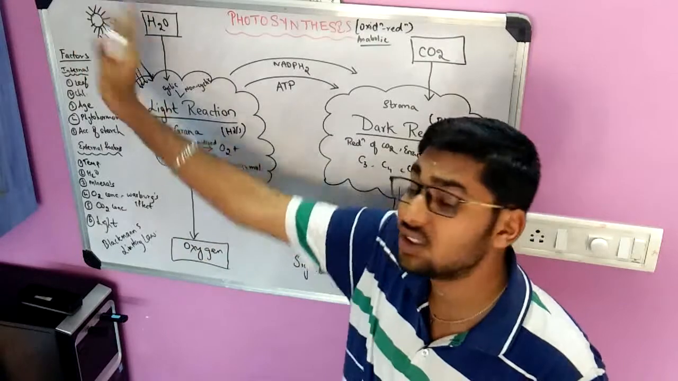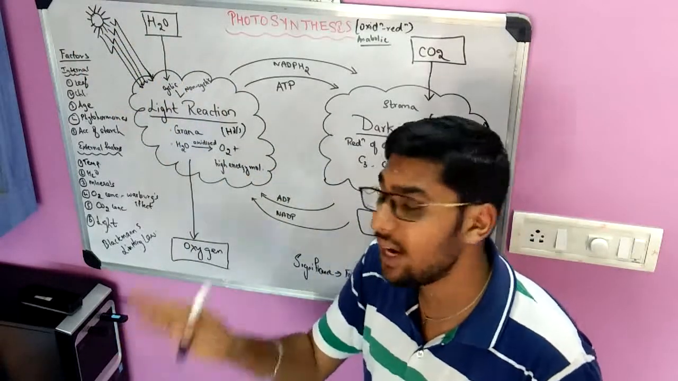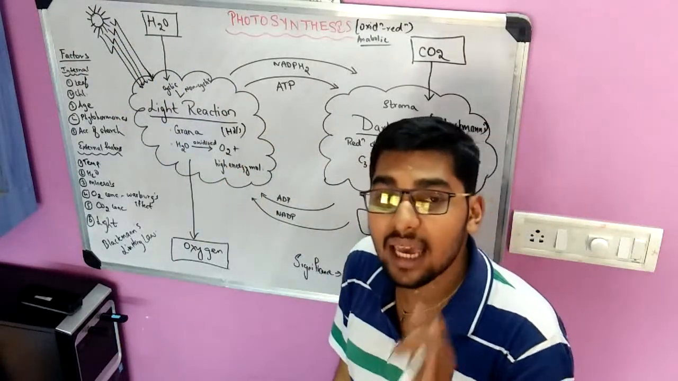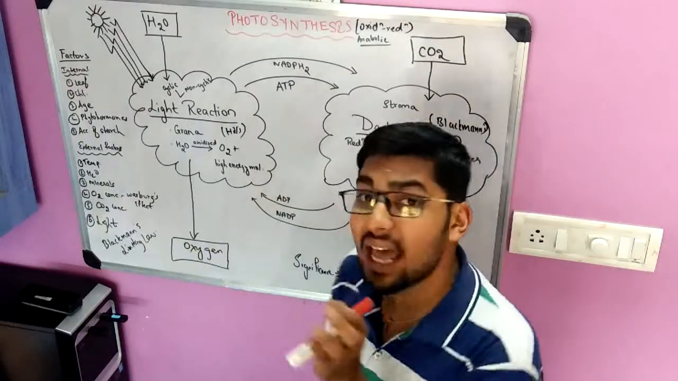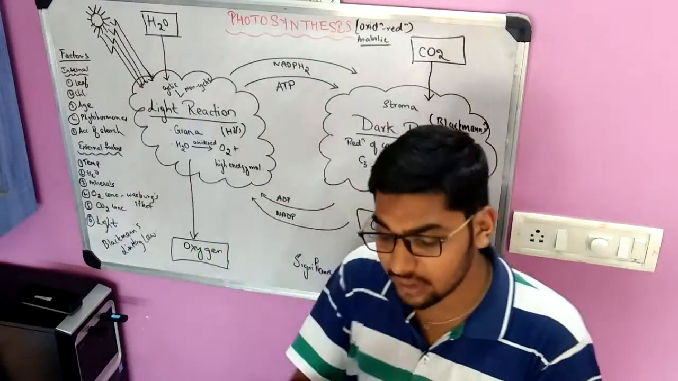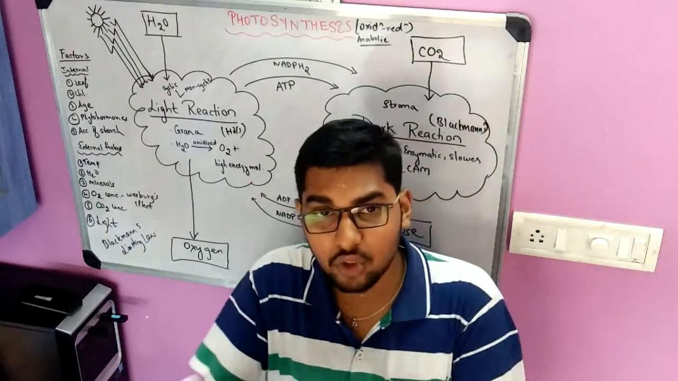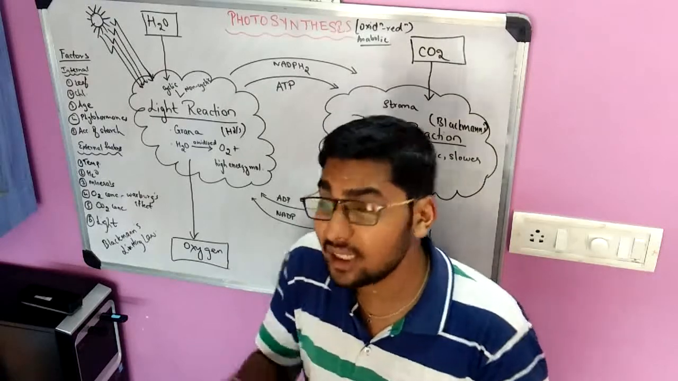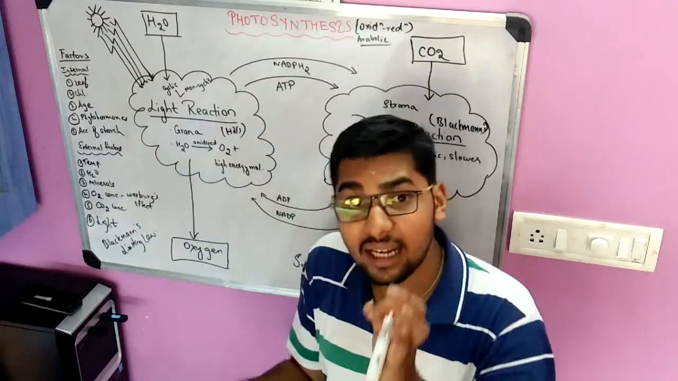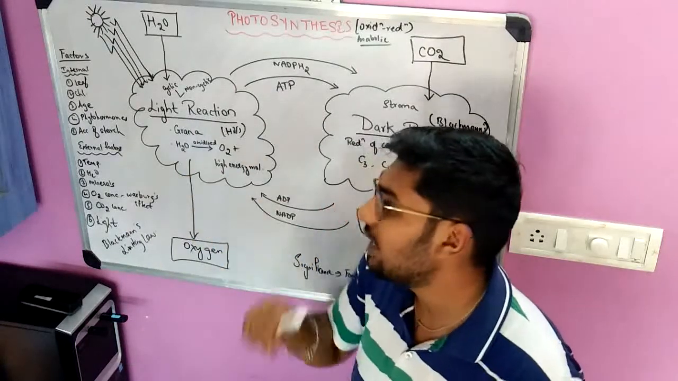These occur in the presence of light only. They are light dependent reactions. They occur in the grana of the chloroplast. If you see the chloroplast, you have grana and stroma. Grana is the thylakoid membrane. Stroma is the fluid matrix. The light reaction occurs in the grana membrane.